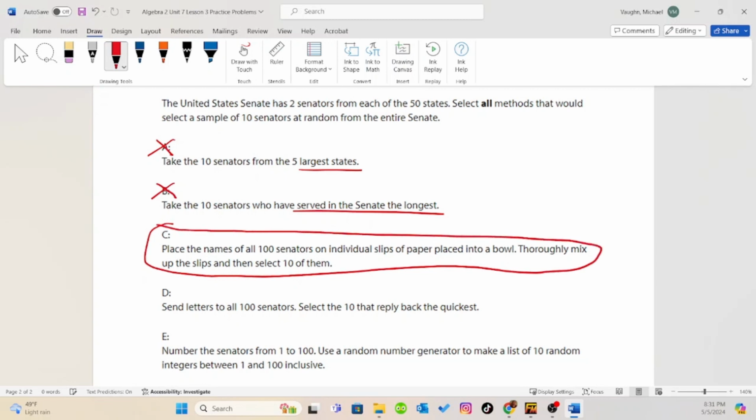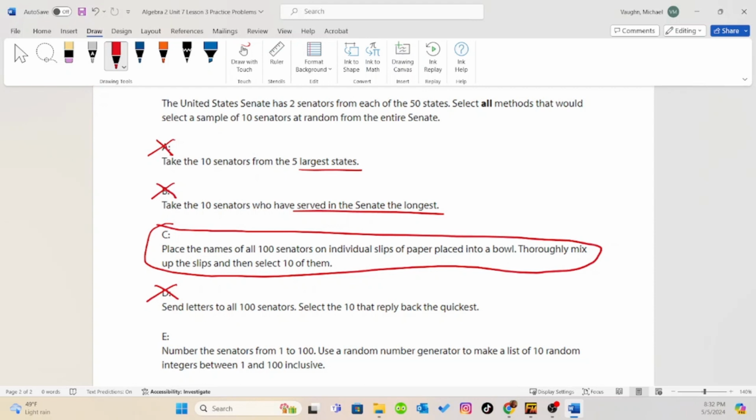Choice D. Send letters to all 100 senators. Select the 10 that reply back the quickest. This gives preferential treatment to those senators who are either not busy or have staff members that get to this work first. Not everybody has the same chance to be selected, so D would not be random.